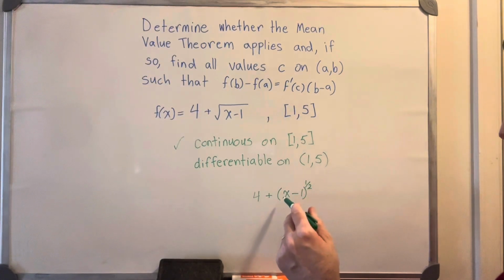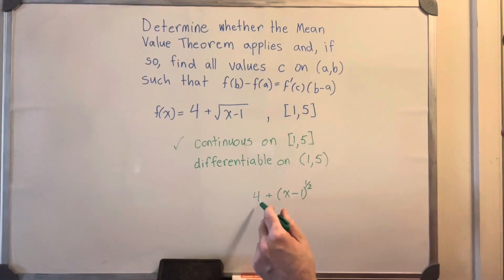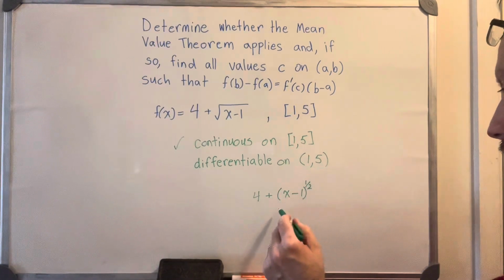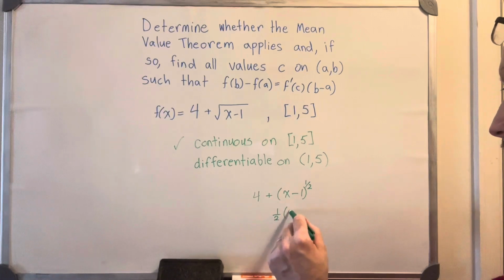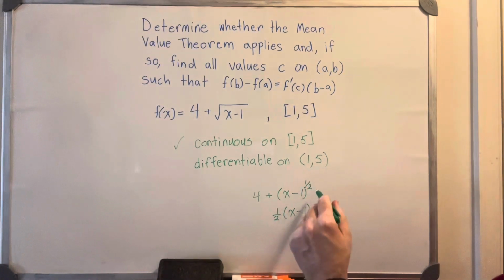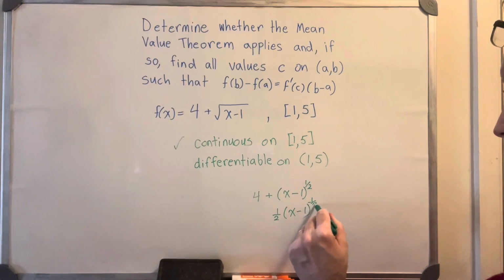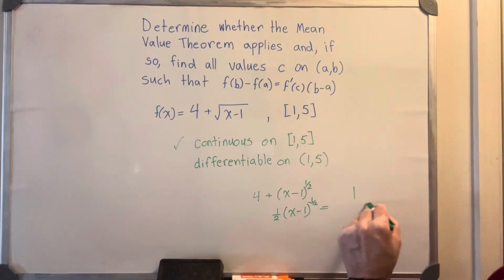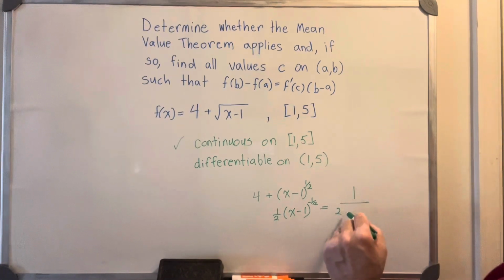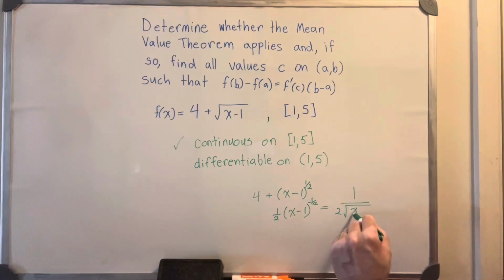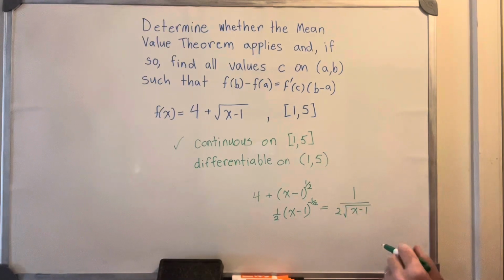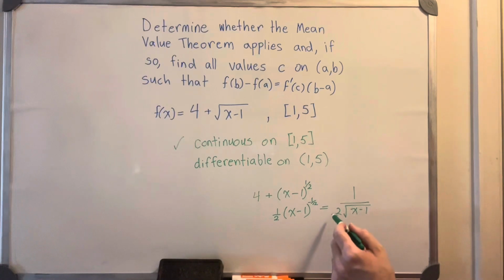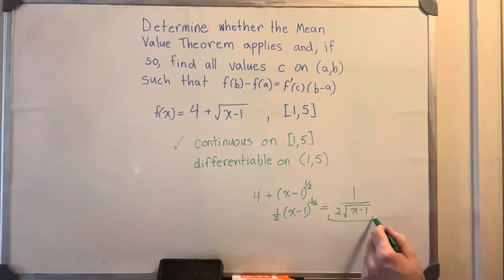And if we take the derivative of this, the constant goes away, it just becomes 0. Plus, we can apply the chain rule here, the power rule. 1/2 (x minus 1) to the 1/2 minus 1, which is the negative 1/2. And the derivative of x minus 1 is just 1. So this is the same as 1 over 2 times the square root of x minus 1. So does this derivative exist on the open interval between 1 and 5?